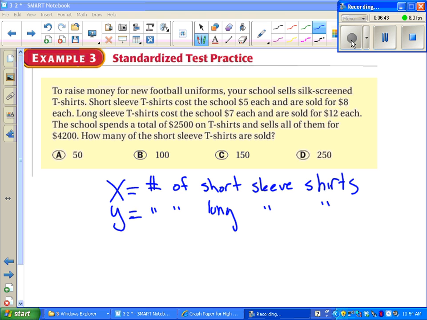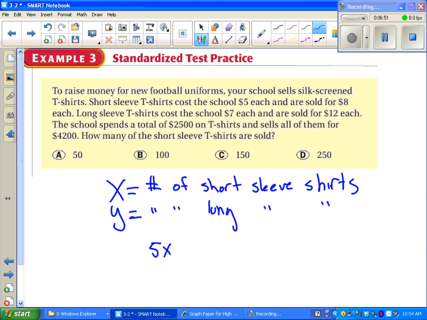We know that the cost of the short sleeve shirts is $5. So we're going to say 5 times the number of short sleeve shirts plus 7 times the number of long sleeve shirts is going to be how much money we spend total. And it tells us that we spent $2,500 total. Our second equation comes from what we're selling. We're selling short sleeve shirts for $8 each, so we can say 8x. And we're selling long sleeve shirts for 12, so we can say 12y. And we're going to sell all of them for $4,200.